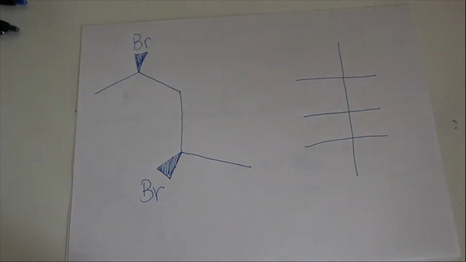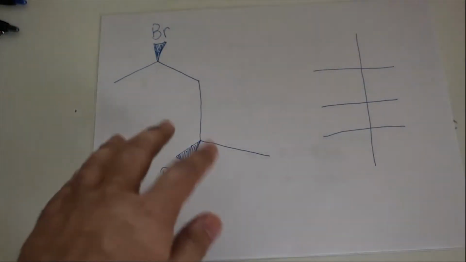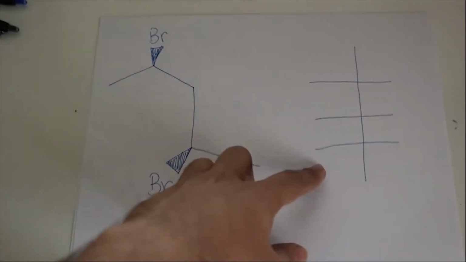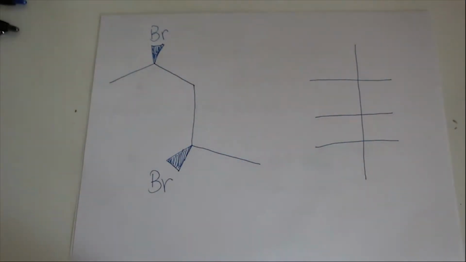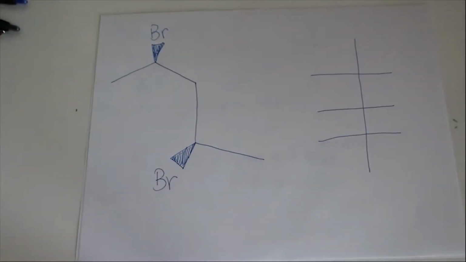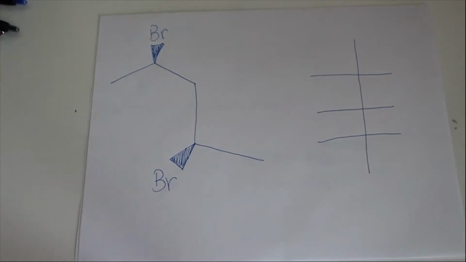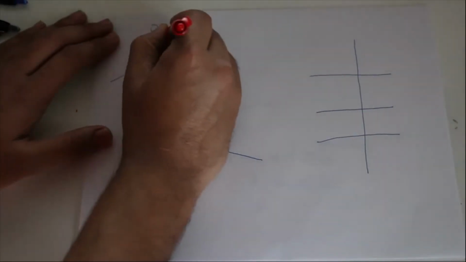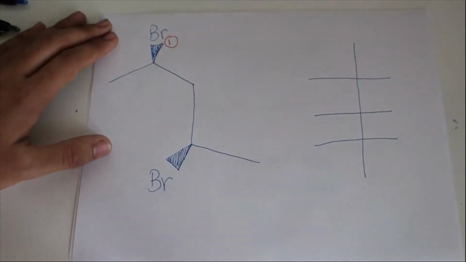So first thing that we're going to do is, our goal is, we're going to try to convert this line angle structure into a Fischer projection. But before we do that, we're going to prioritize all of the groups in this structure, right? So we're going to look at this one. So we have the priority that we do regarding molecular weight to see which one goes first. Bromine is going to be the first priority.